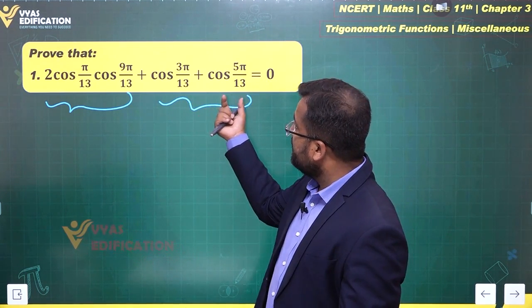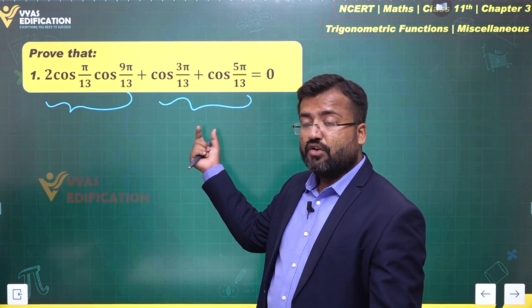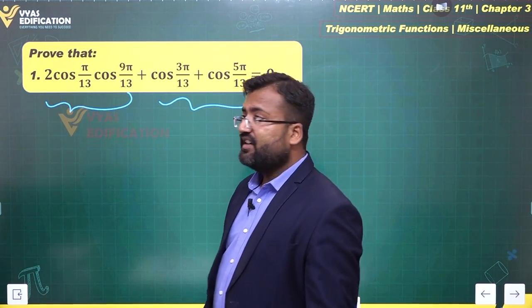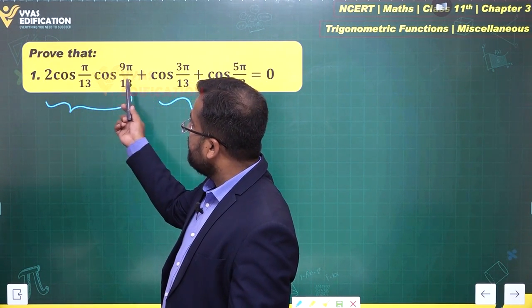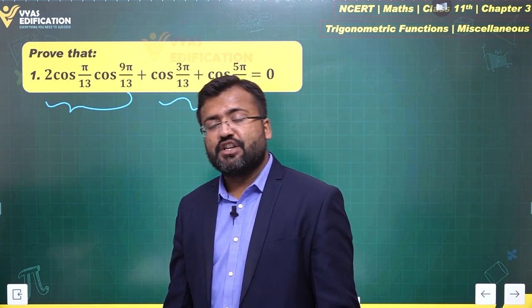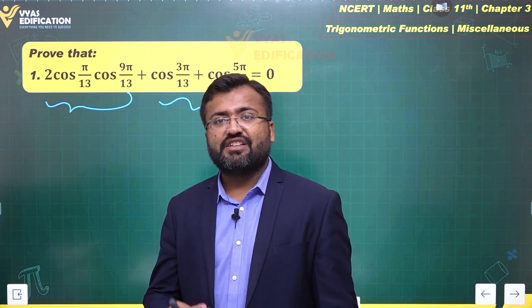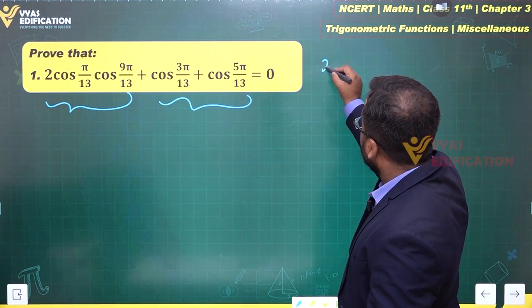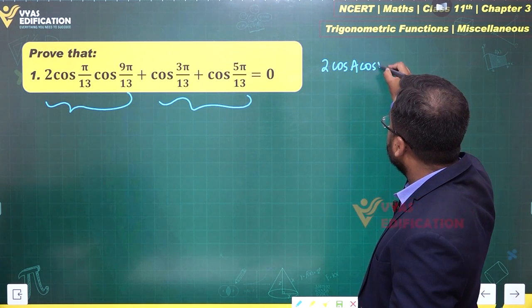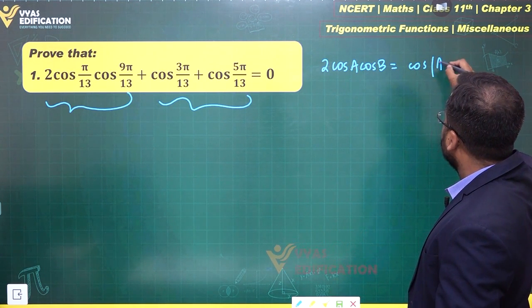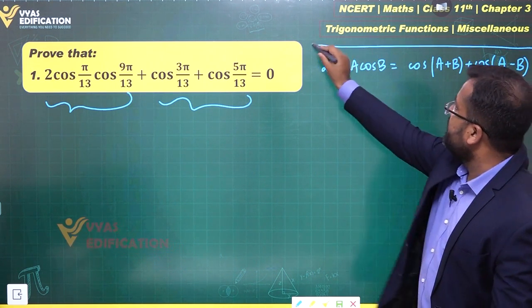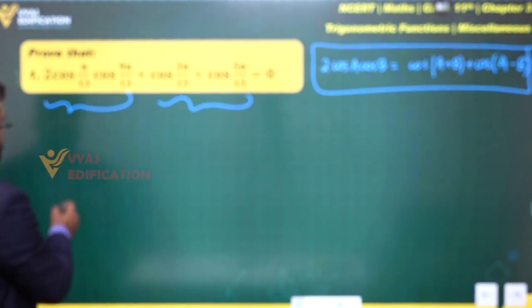Or this sum could be converted into a product maybe, right? This is cos c plus cos d, which can be done as 2 cos of (c plus d) by 2 cos of (c minus d) by 2. What else? We could also think in other terms, and we can probably write this 2 cos pi by 13 cos 9 pi by 13. Imagine this is 2 cos a cos b, which can be done as cos of a plus b plus cos of a minus b. Using this, we can simplify this first term over here in the LHS.